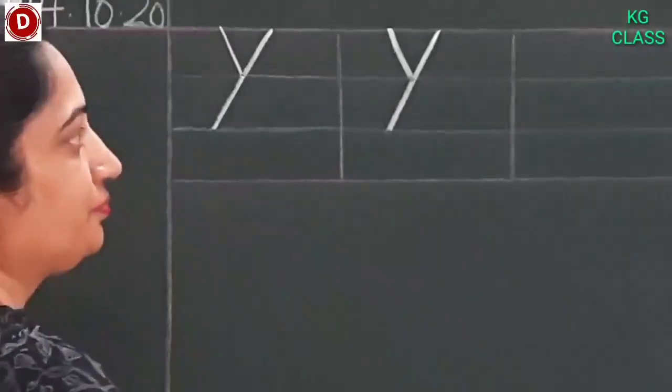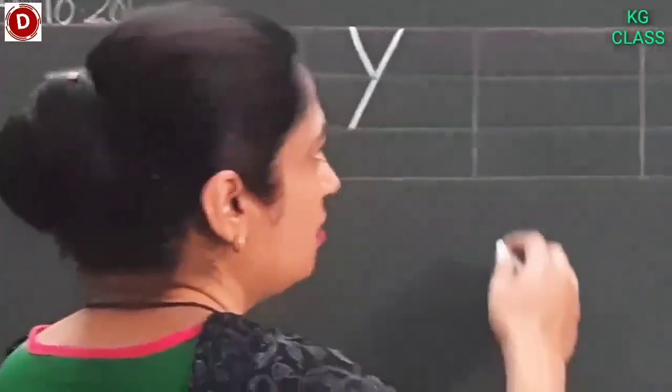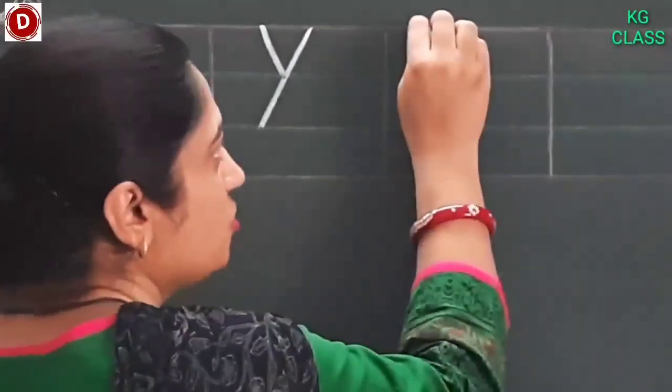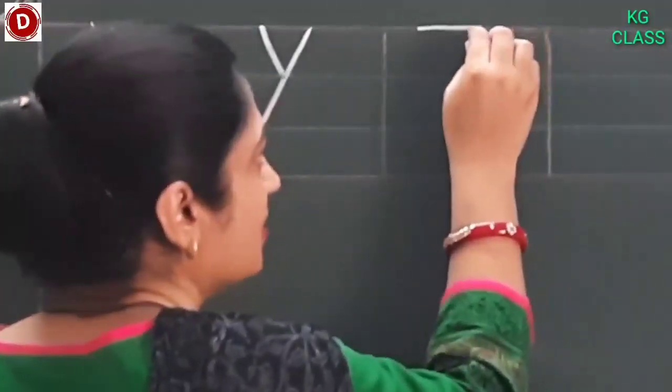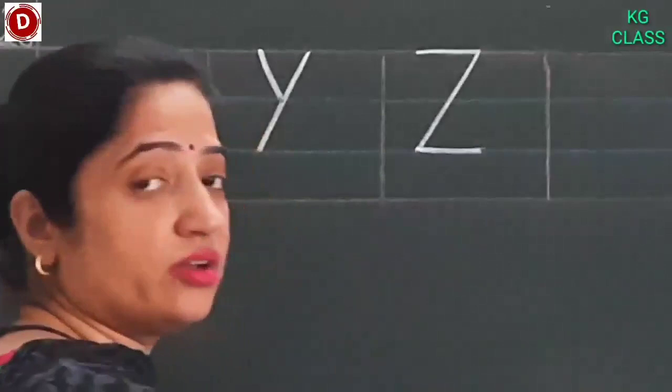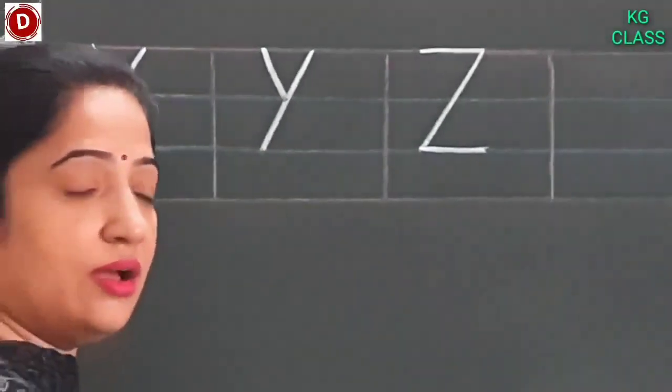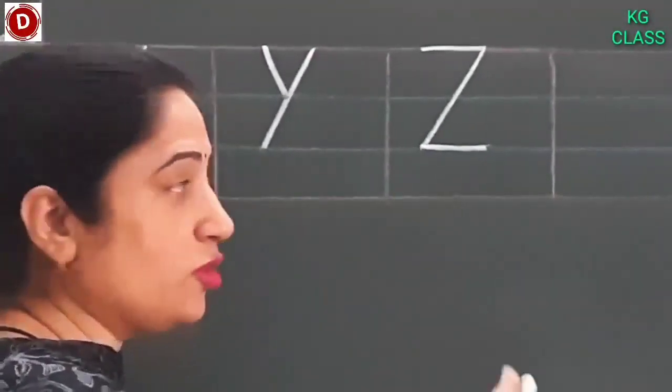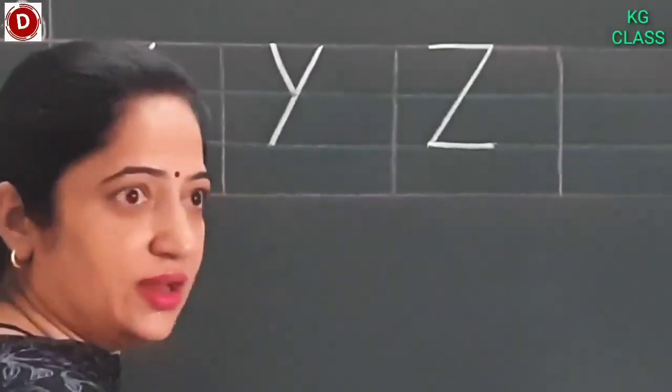Like this. Now Z. How will you write Z? First you have to make a sleeping line, then a slanting line, and then again a sleeping line. Then you will remove your hand. Understand, children? You have to remove your hand only after writing the whole letter.